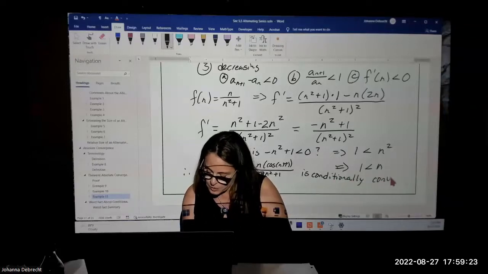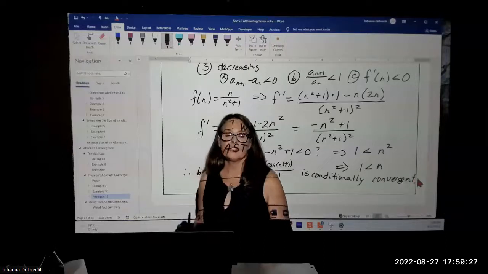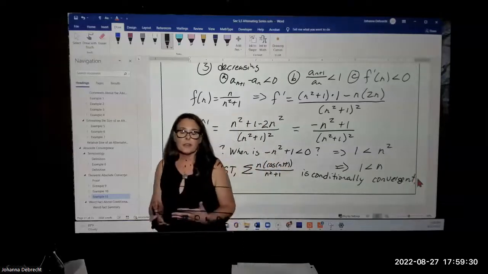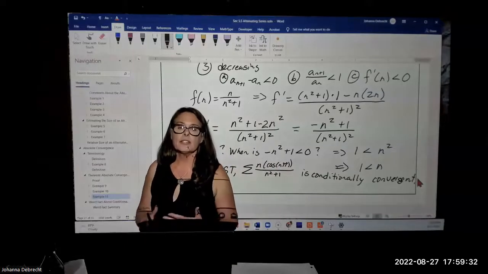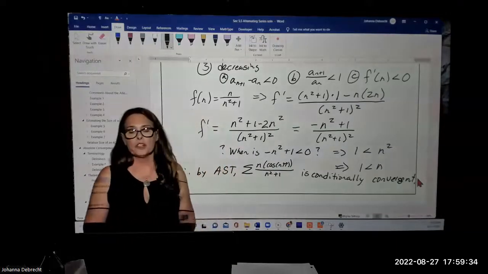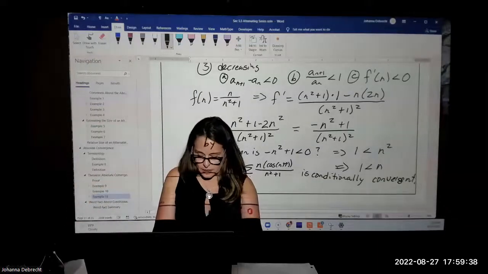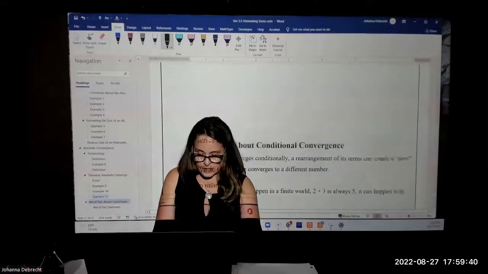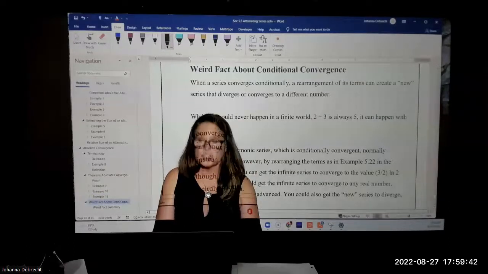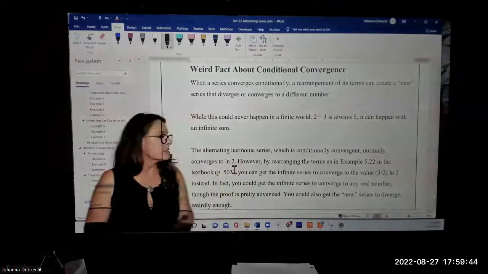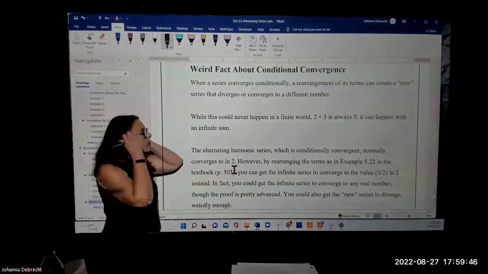So we weren't able to show absolute convergence. So then we tried conditional convergence, and we found it met the 3 conditions of the alternating series test. So we were able to show conditional convergence. Now we need to talk a little bit about conditional convergence and a weird fact about conditional convergence.